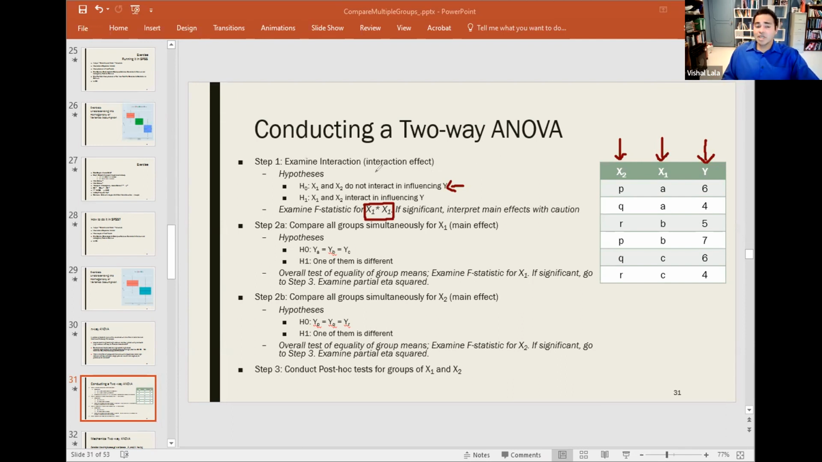So our first step is to examine the interaction effect. And once we're satisfied that it is not present, we'll go on to examine the main effect of each factor. And then we'll go on to examine post-hoc tests for each factor individually. So three steps out here.